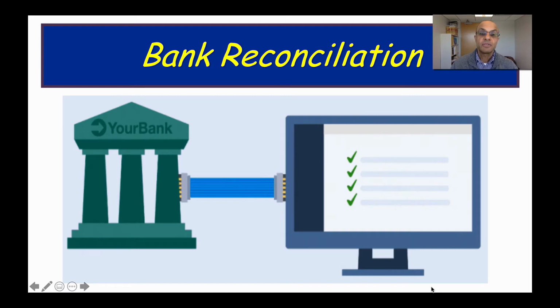Hi there, in this video I'm going to talk about the bank reconciliation, which is an internal report that is usually made by the company at the end of every month to reconcile the bank balance from the bank statement along with the balance of the general ledger and record any discrepancies between the two reports in the company books.